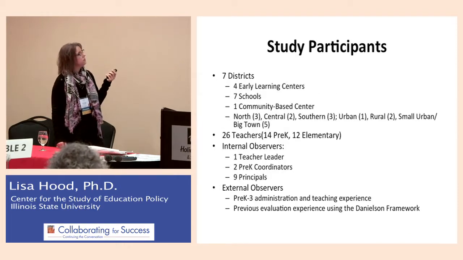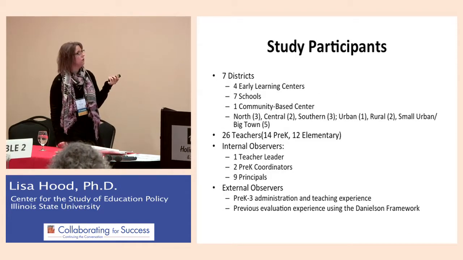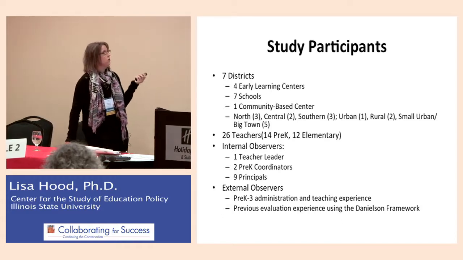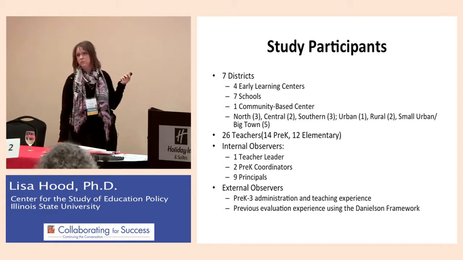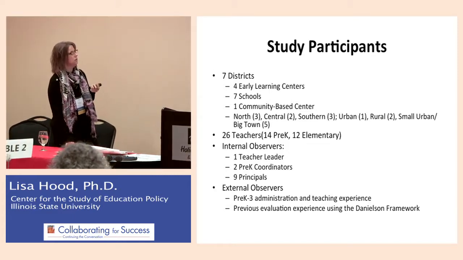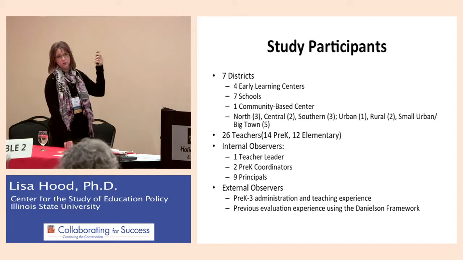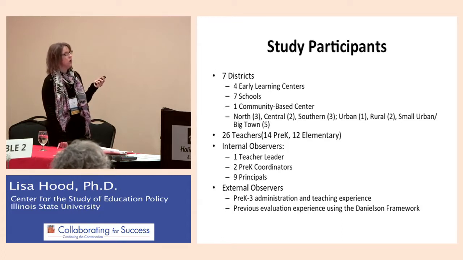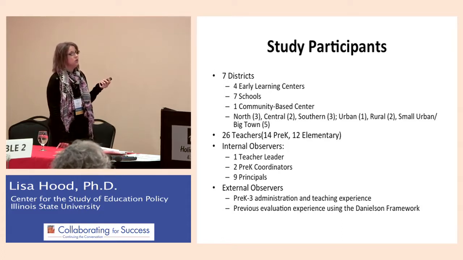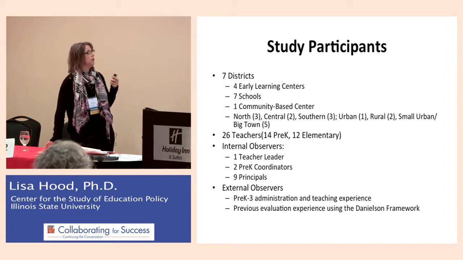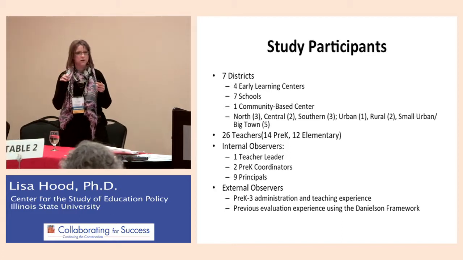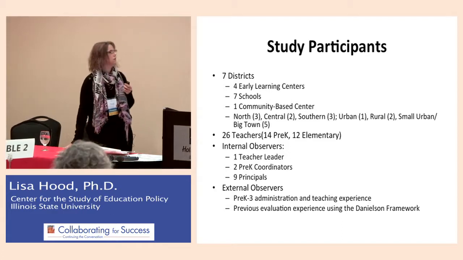The study participants: we have 7 districts. 4 of them are early learning centers within the district. We have 7 schools and 1 community-based center. This is actually a private community-based center, so that's why I didn't include it as part of that district. But if you included it as a district, then there essentially would be 8 districts. 3 of them are in the northern section of Illinois, 2 are central, 3 southern. 1 would be classified as urban, 2 as rural, and the others would be considered like the Bloomington-Normals, small big town, small urban type centers.